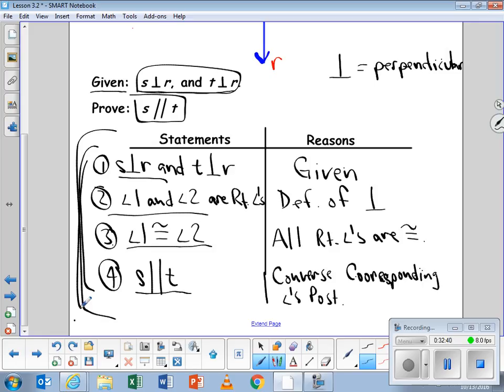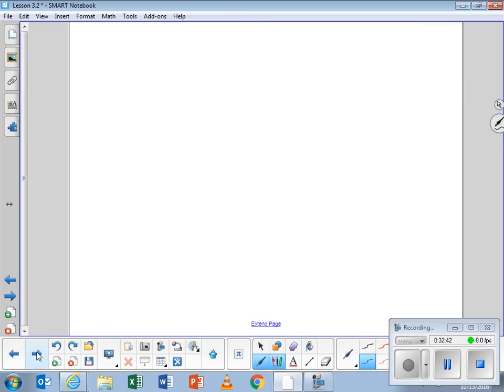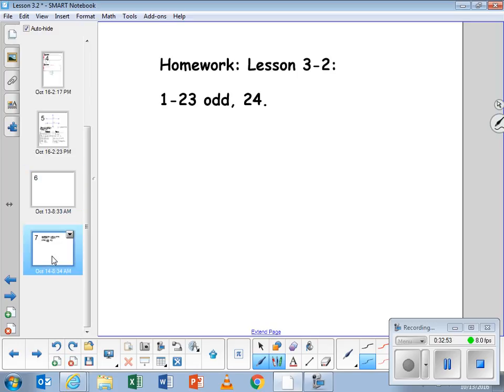So you know what your assignment is? It's on the next page. I don't know what happened to that page. You can just write it. Here it is.